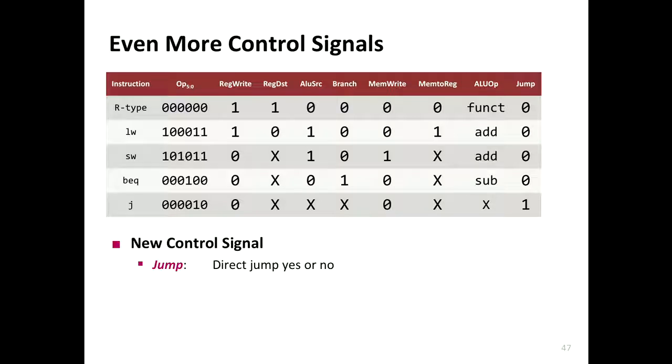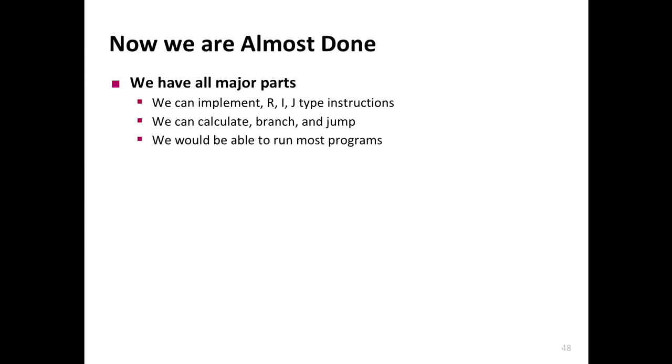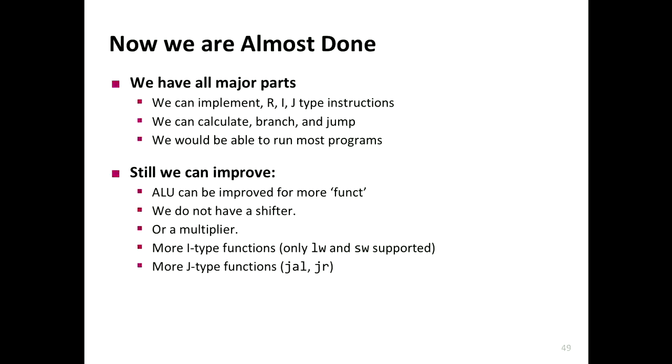That's it. So now you can do pretty much all the operations that are required on MIPS. We can implement R, I, and J type instructions. We can do branching. In general, we should be able to run most programs. Of course, we didn't talk about quite a lot of things like multiplication and shift operations, but you know how you can implement shift operations in the ALU: you simply add this functionality into the ALU.